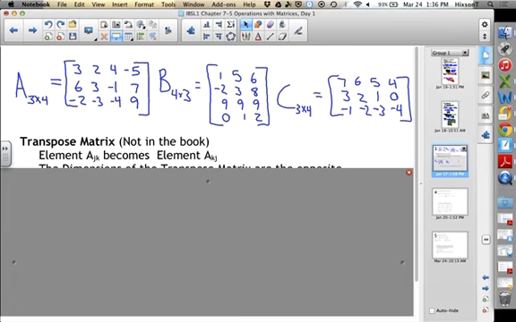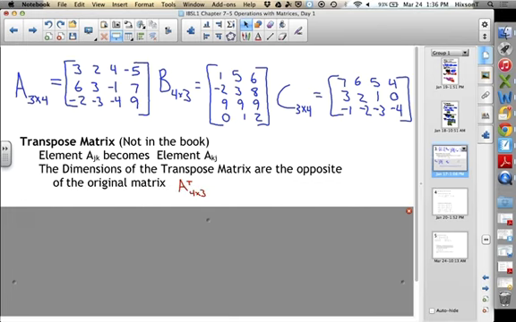Is there a way to think of it as like a rotation? No, it's more like a reflection, actually. If you draw a line straight between the top left and bottom right, which are the two that stay put, and you reflect this across that line, you'll get your transpose.